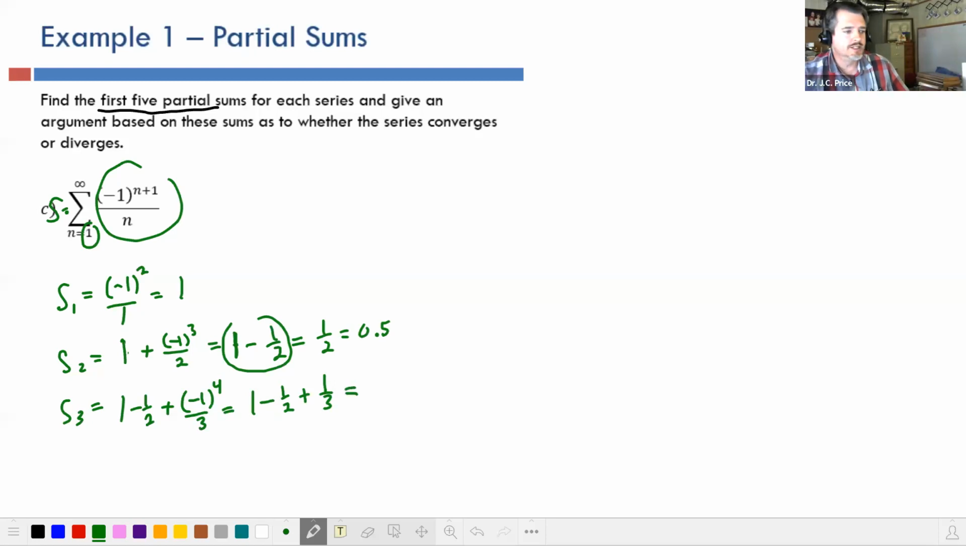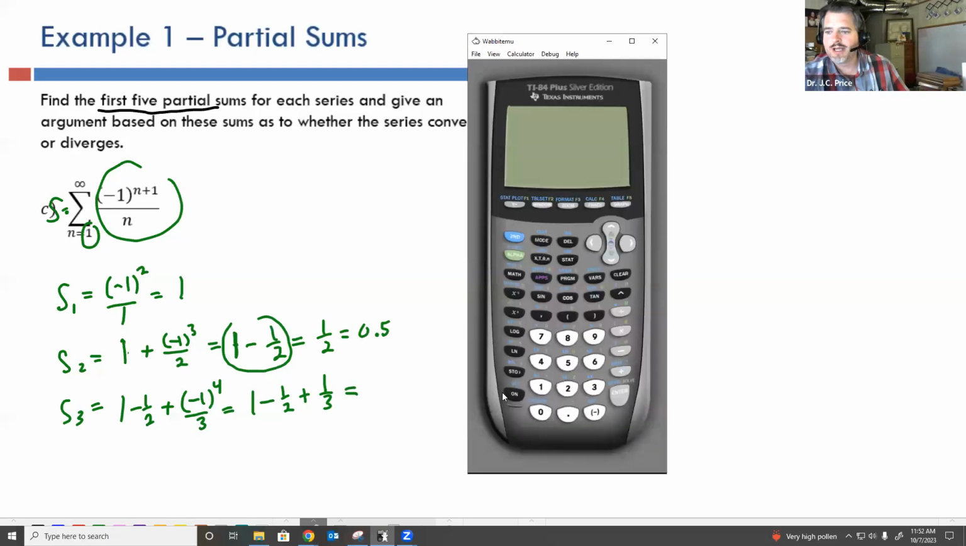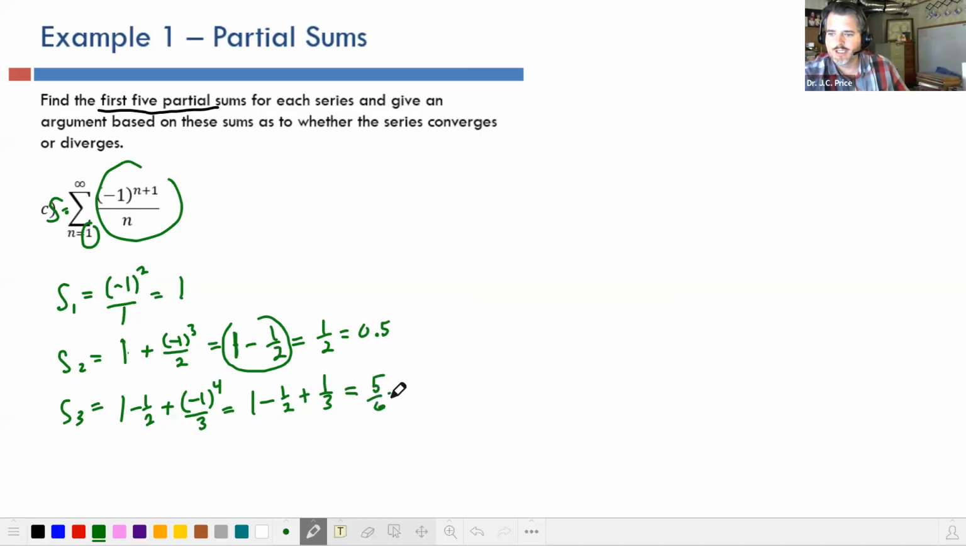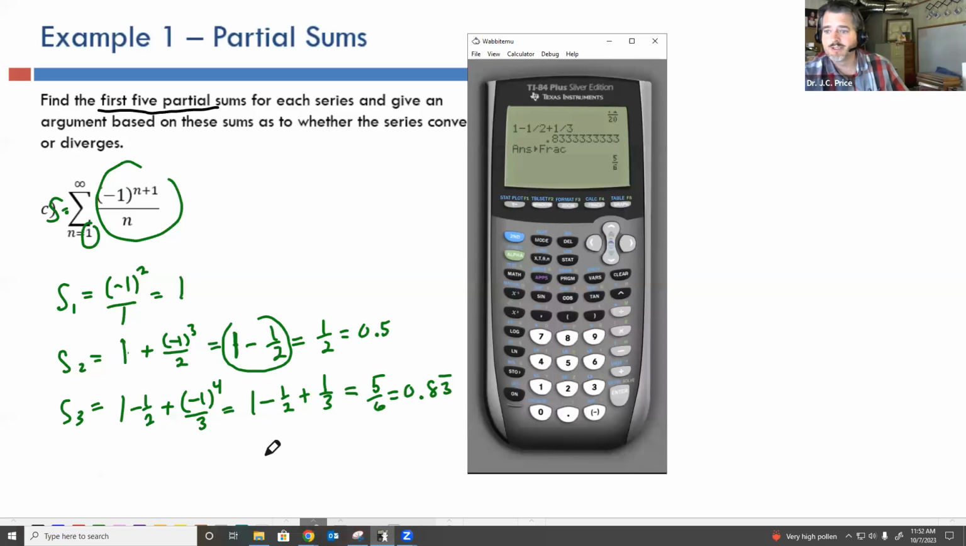Now I'll use a calculator to find out what that is. On my calculator, I have 1 minus 1/2, so 1 divided by 2, and then plus 1 divided by 3. It's going to return a number. I can math frac it if I want to quickly get the fraction form here. And so what does that equal? That's 5/6, which on my calculator is equal to 0.83 repeating. So let's check that real fast, make sure I didn't make a silly mistake. Yep, so we're good. And then we do the next one.